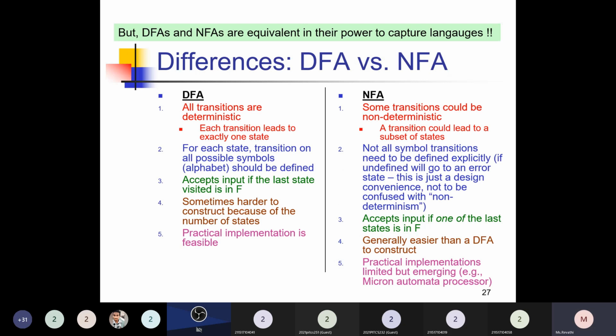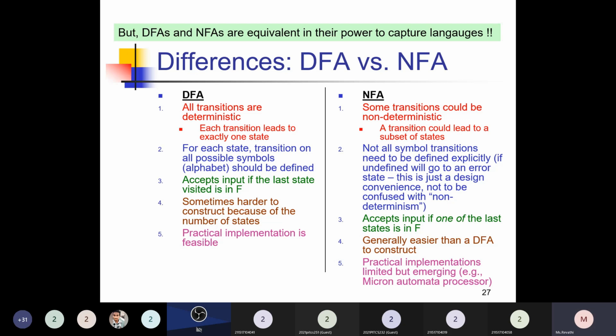Okay, now coming to the differences between DFA and NFA. What is the first difference? In a DFA all transitions are deterministic. In an NFA, some transitions could be non-deterministic. And then the next one: in a DFA, for each state, a transition on all possible symbols should be defined. In an NFA, not all symbol transitions need to be defined explicitly.